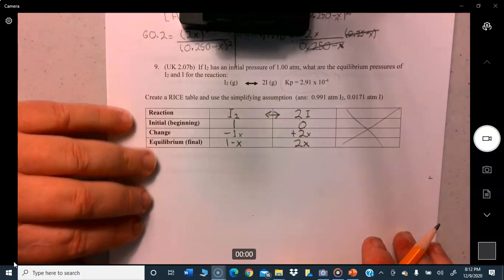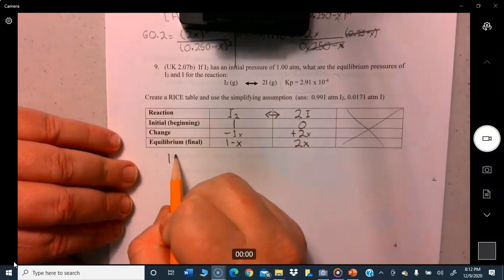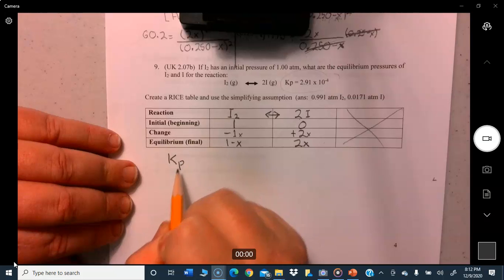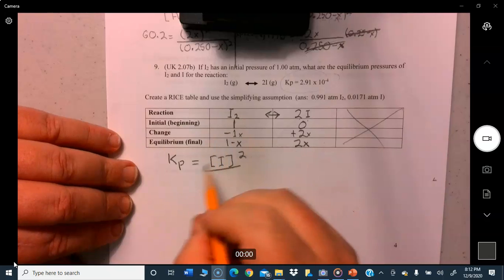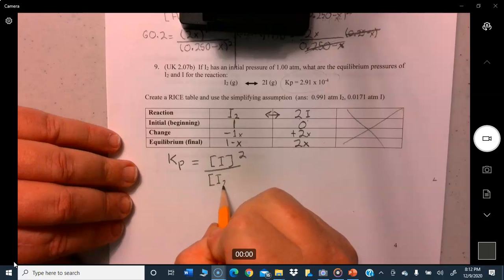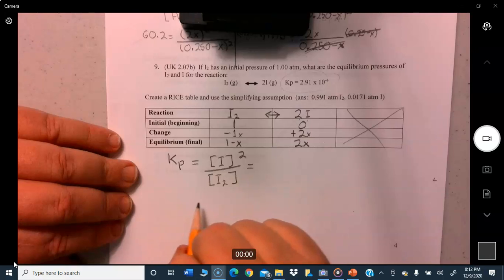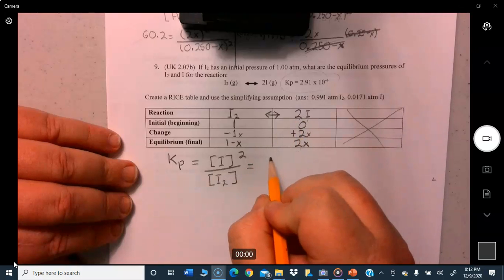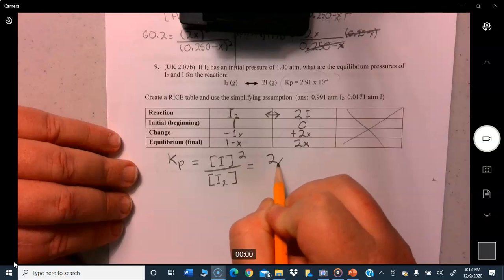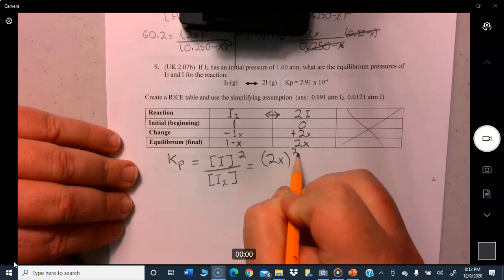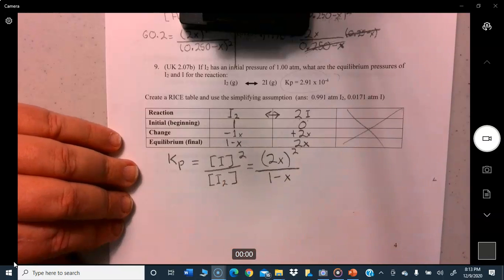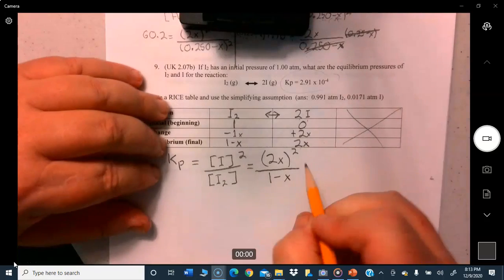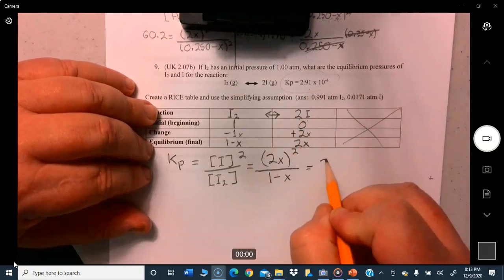Okay, here we go. So, law of mass action, it is a gas, but that doesn't matter if everything's done the same. So it's the concentration of I squared over the concentration of I2. This one is going to be 2x, and then you've got to square that. And this one over here is going to be 1 minus x. You don't have to square that or do anything to that. And that's going to equal the Kp, which they gave you as 2.91 times 10 to the negative fourth.